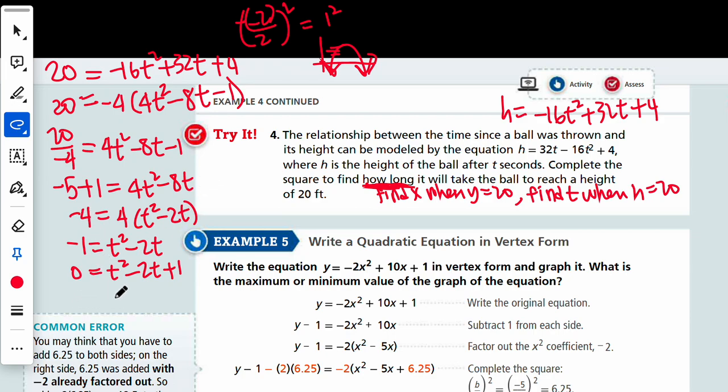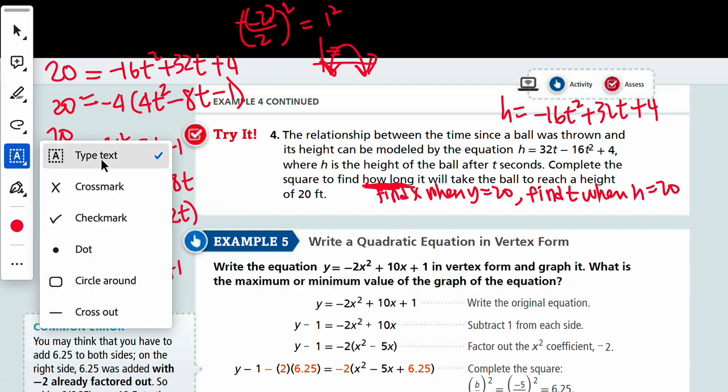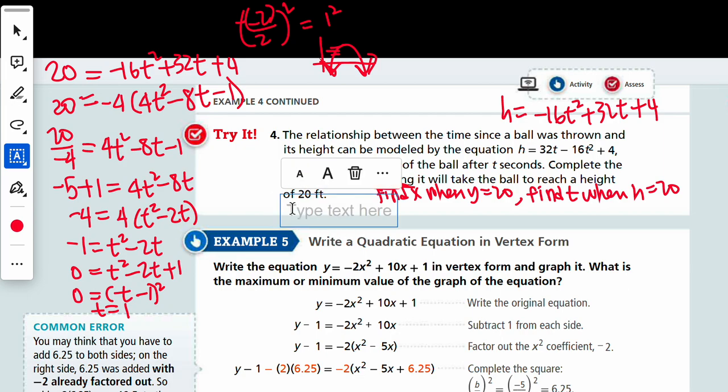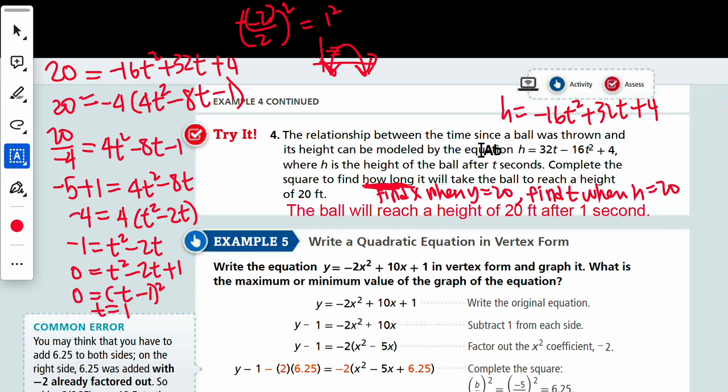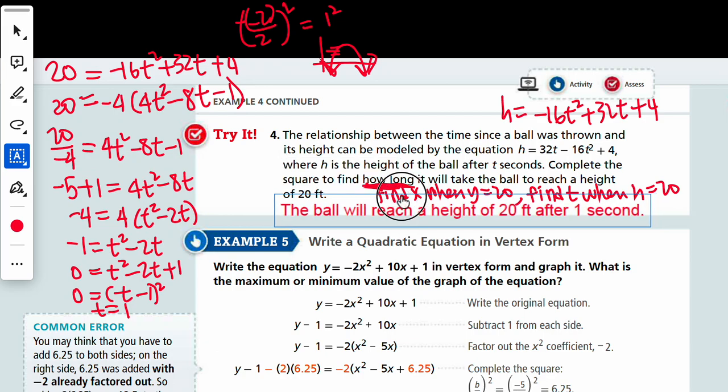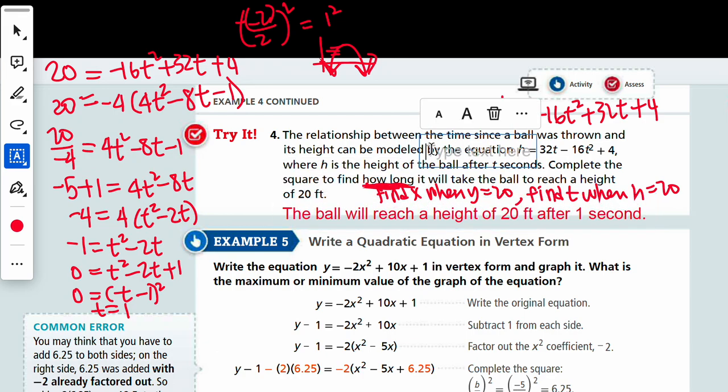And then we're going to factor it because this is a perfect square trinomial. t minus 1 squared would equal 0. So t is equal to 1. Now we have the answer. We need to interpret it and write the answer down in a sentence. The ball will reach a height of 20 feet after 1 second. Okay, so that would be our final answer for try number 4.